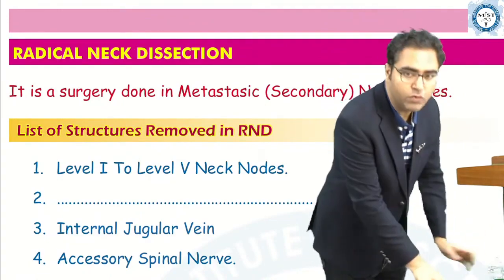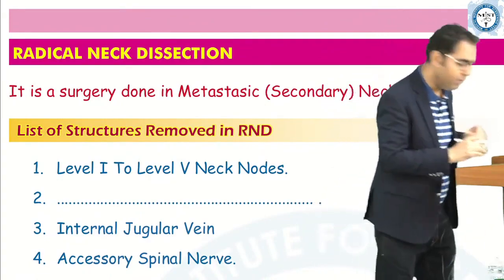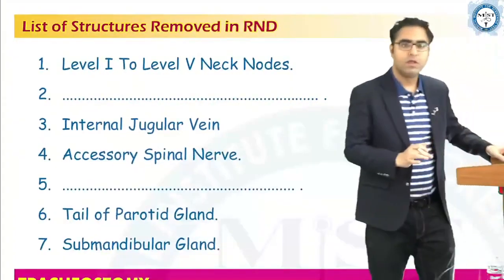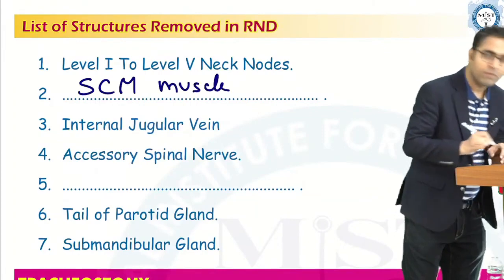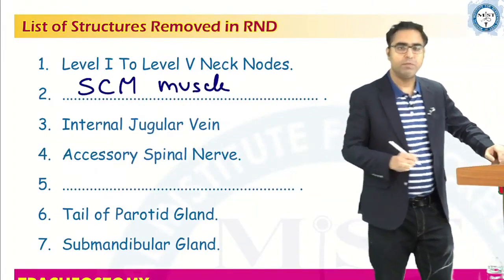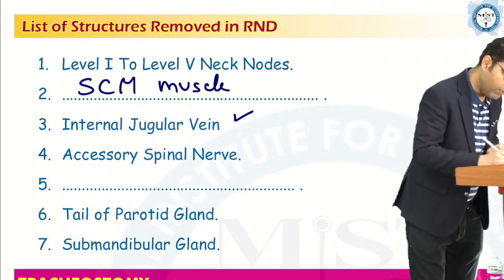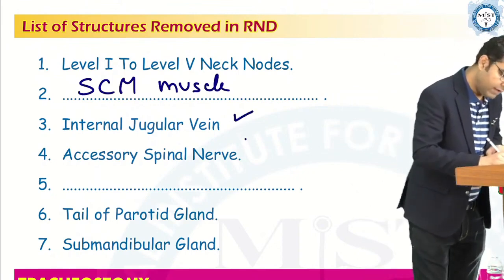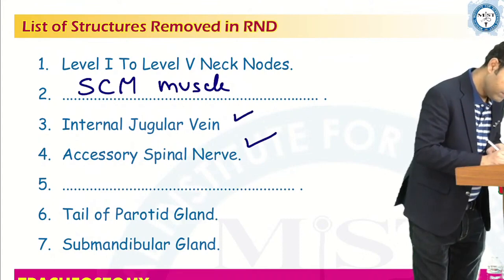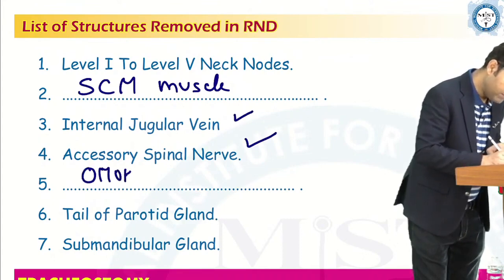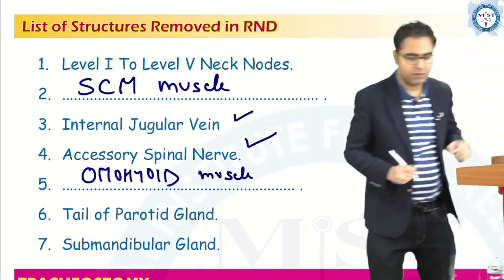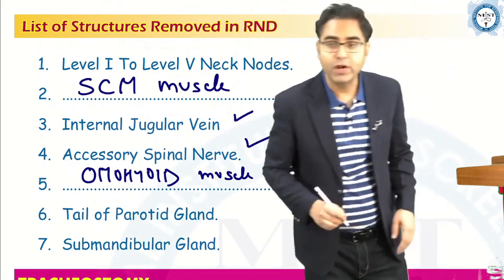List of structures removed in RND are level 1 to level 5 neck nodes. Number 2, sternocleidomastoid muscle, internal jugular vein, accessory spinal nerve, omohyoid muscle. Remember 2 muscles, beta: omohyoid muscle and sternocleidomastoid muscle are removed.